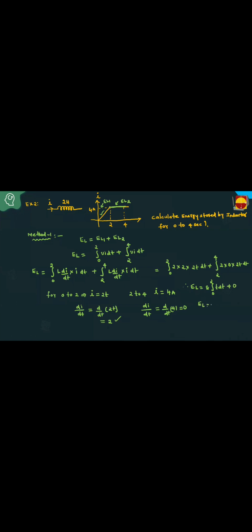Then what is the energy stored by the inductor? 8 into t square by 2, limits are 0 to 2. Now how much energy is stored by the inductor? I am simplifying this. 8 by 2, 2 square minus 0. That is 32 by 2. How much did you get? This is equal to 16 joules. Is it correct? The energy stored by the inductor equals 16 joules.